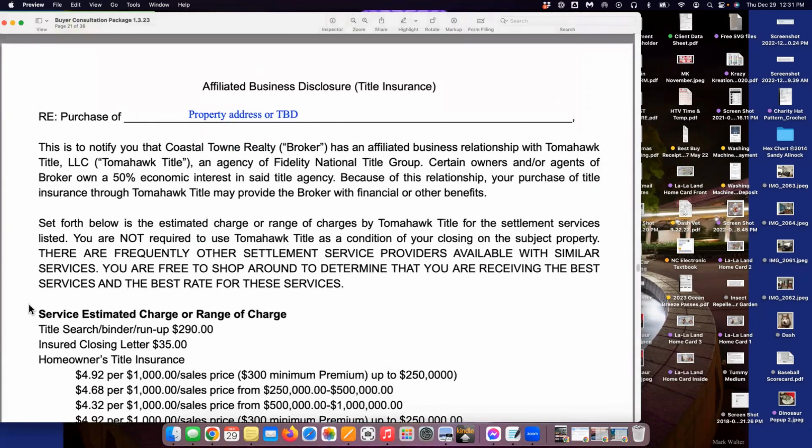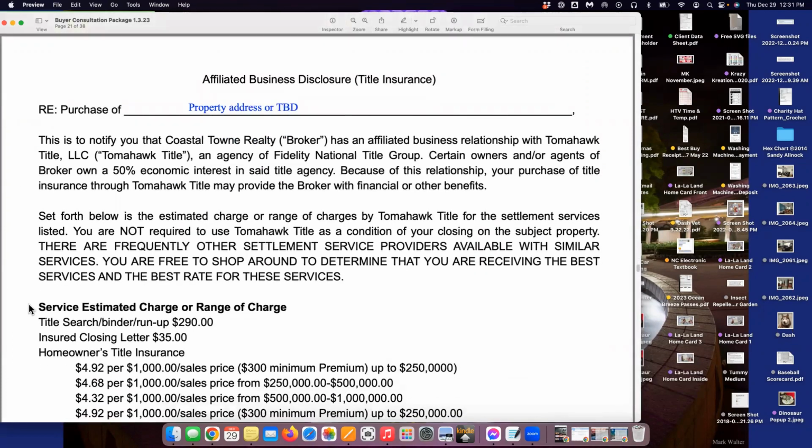Then we have our affiliated business disclosure for title insurance. And this is a document required by law that notifies the client that we have a relationship with Tomahawk Title, who is associated with Jones Walker and Lake. So even if they are not using Jones Walker and Lake / Tomahawk Title for closing, we are required by law to notify them that we have a relationship that has financial and other benefits for us.